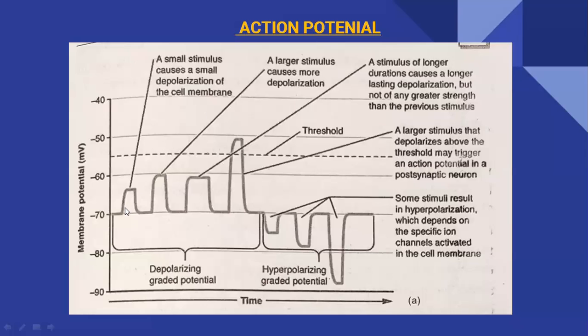In this way, some stimulus will be very weak in strength, the second stimulus is a little more in strength, and the fourth stimulus has some more strength. All these stimuli do not have enough strength to generate action potential. All such weak stimuli will generate very small potentials. We call these graded potentials.